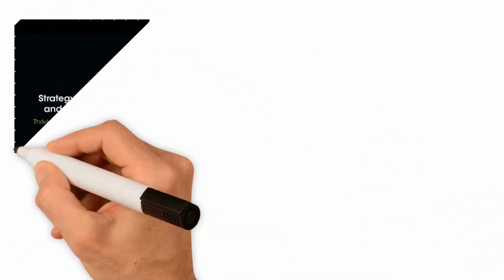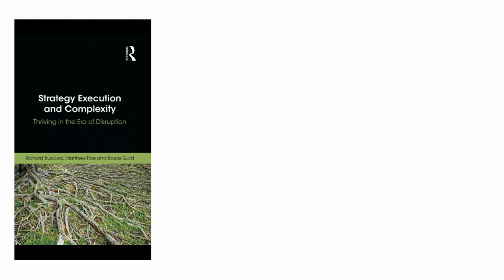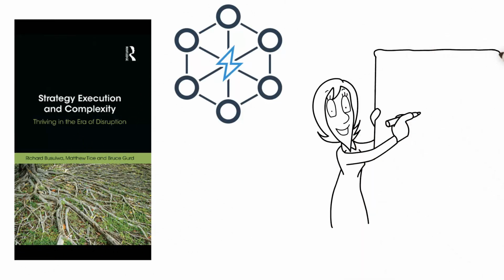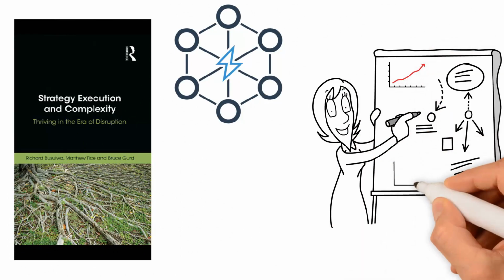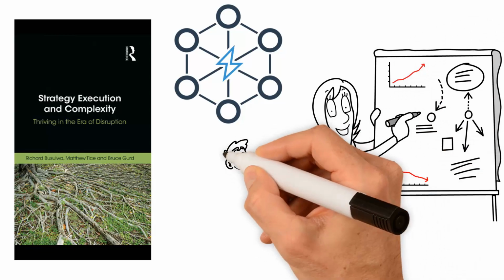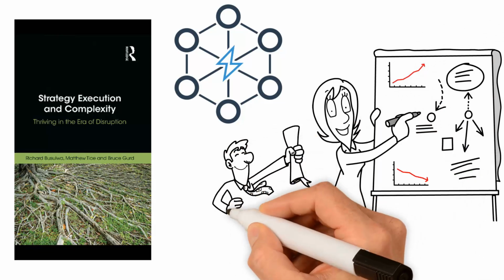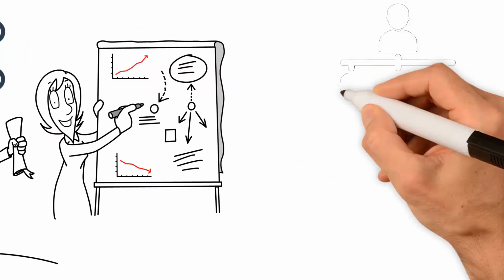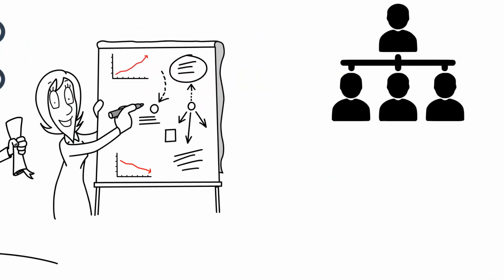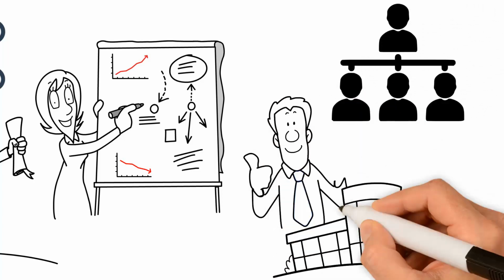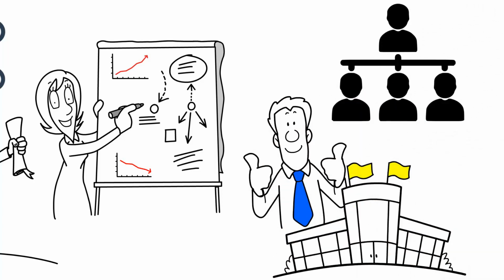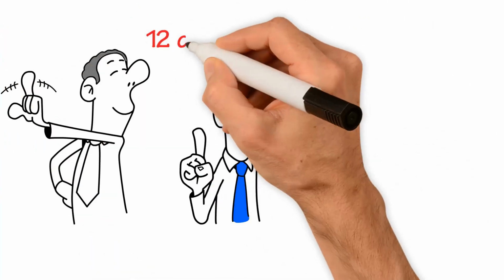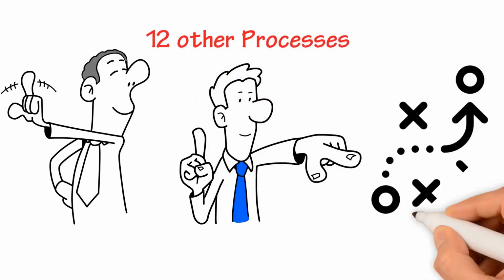In our book, Strategy, Execution, and Complexity, Thriving in the Era of Disruption, we explain the dynamics of this process, the strengths and limitations of the process, the unique role and activities it requires strategic leaders to perform, and how employees at all hierarchical levels and in all parts of the organization can maximize their contribution to strategy within the process. If this process is not for you, we also identify 12 other processes used to execute strategy.